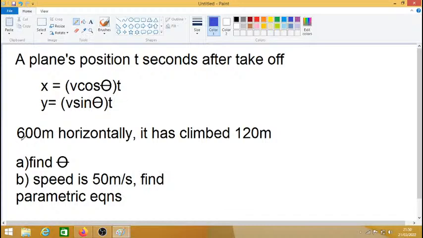Then the information you're given is that when the plane travels 600 meters horizontally, that corresponds to it having climbed 120 meters. So based on that, the first part is to find theta.